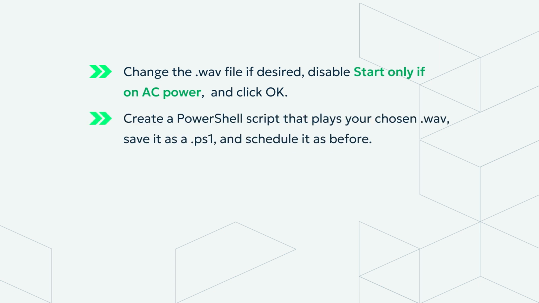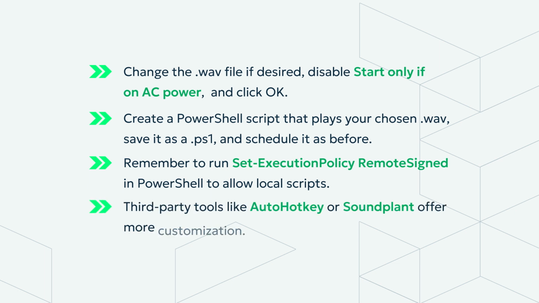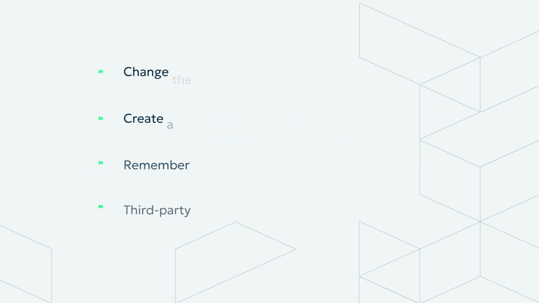Want more control? Use a PowerShell script instead. Write a simple script that plays your chosen .wav file, save it as a .ps1 file, and schedule it just like before. Don't forget to run Set-ExecutionPolicy RemoteSigned in PowerShell to enable local scripts. Third-party tools like AutoHotkey and SoundPlant offer even more customization, but Windows built-in options are usually enough.